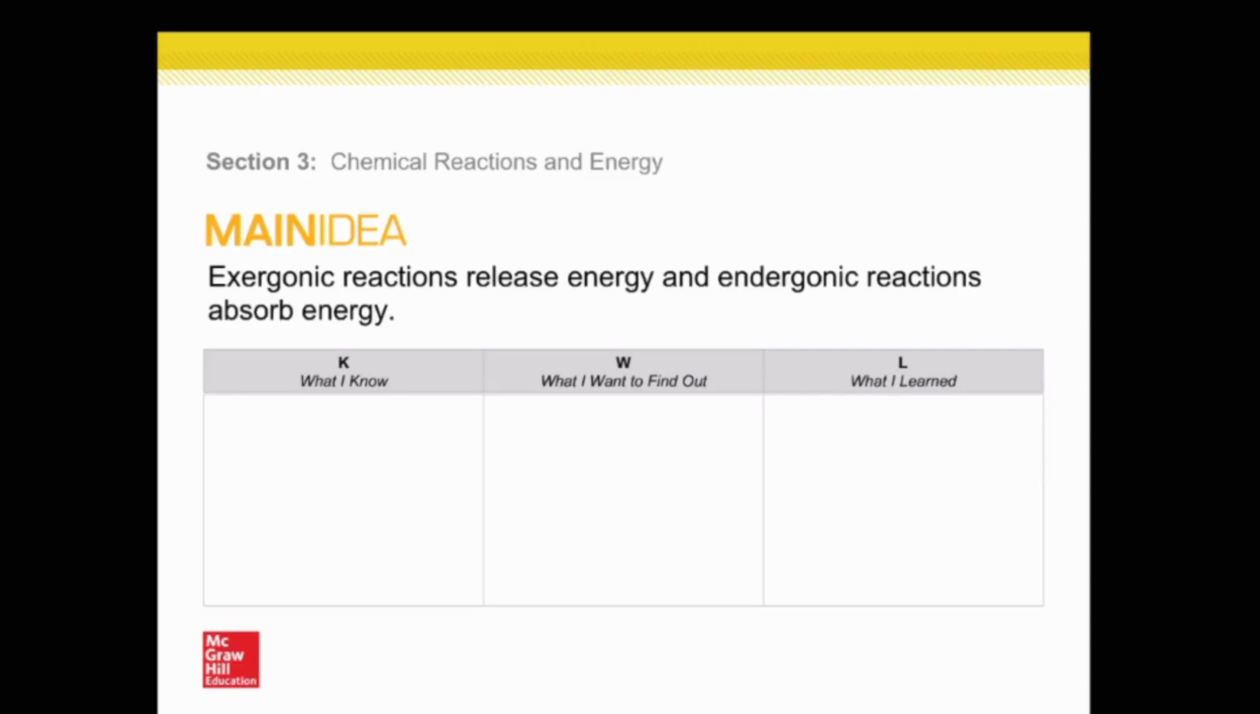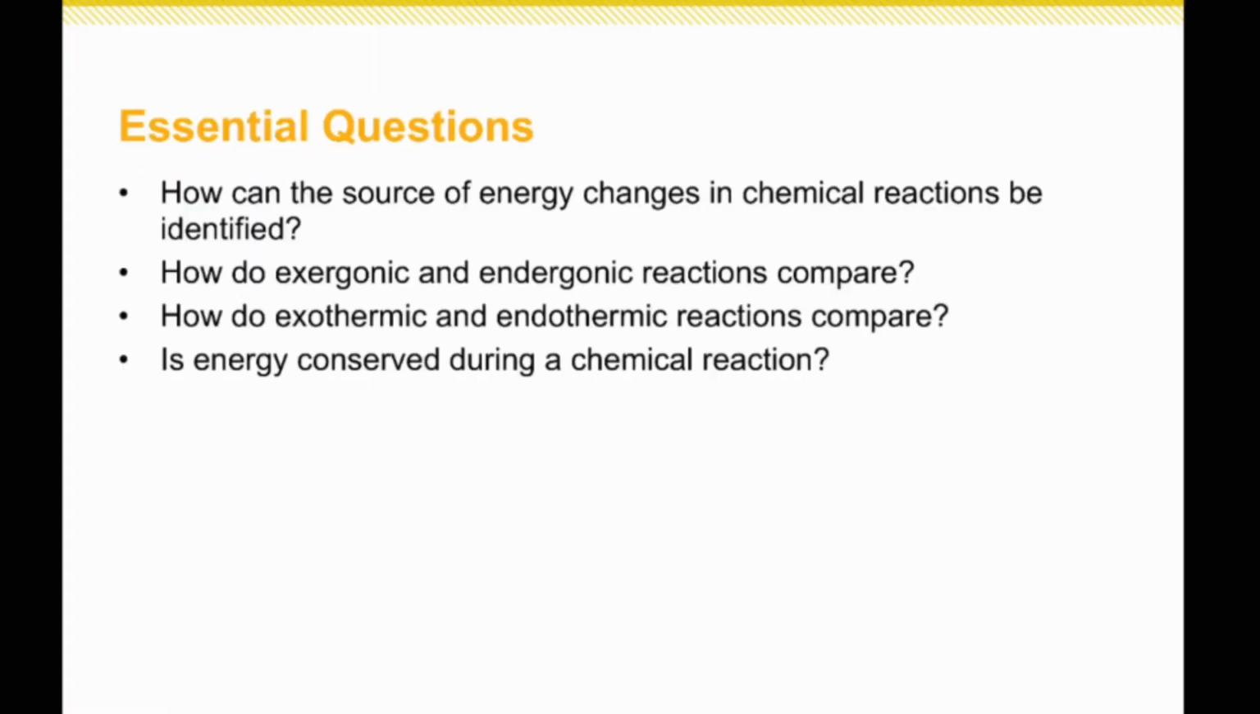I'm recording. So exergonic reactions release energy, endergonic reactions absorb energy. So we're looking at what's happening with the energy during a chemical reaction. And so the essential questions that we want to be able to answer: we want to be able to identify the source of the energy changes in a chemical reaction. We want to be able to compare exergonic and endergonic reactions. We want to be able to compare exothermic and endothermic reactions, very similar to endergonic and exergonic. And then we want to see how the energy is conserved through a chemical reaction.